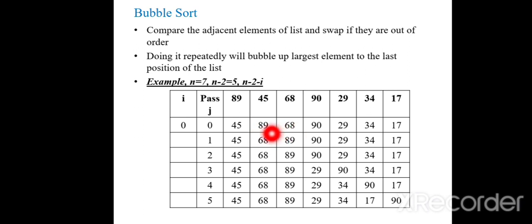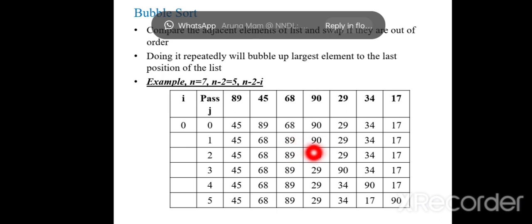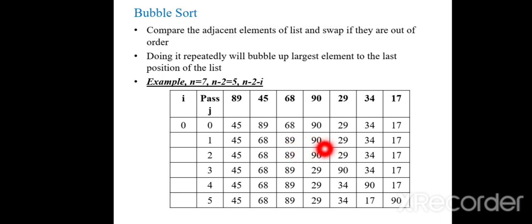Next we compare these two elements, 89 and 68. Again 68 comes front and 89 gets swapped. Again we consider the next two elements, and these two are not out of order, so we leave them. The process continues like this in the 0th pass.